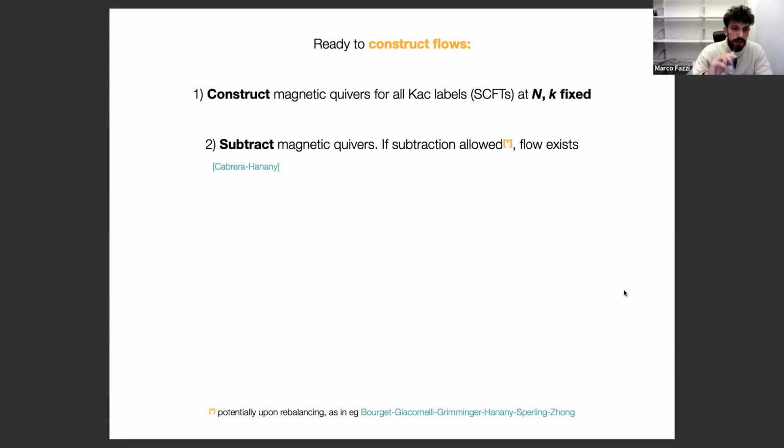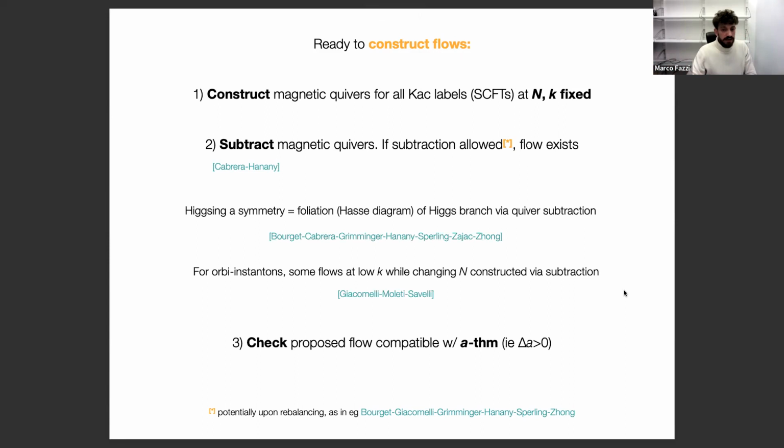Exactly. Then we use an operation that was introduced by Amihay and Santiago, which is called quiver subtraction. And if the subtraction is allowed, we propose that a flow exists between two SCFTs. And finally, we check that the proposed flow obtained via quiver subtraction is compatible with the a-theorem. So as I said at the very beginning, instead of trying to prove the a-theorem directly, we first construct flows in some way. For example, here we're using magnetic quivers to do that. And then we check compatibility with the a-theorem by computing the anomaly of all SCFTs for any given Katz label. There's a rather easy way of computing the anomaly, and then we check that for each proposed flow, the a-theorem is satisfied, namely delta a is strictly positive.